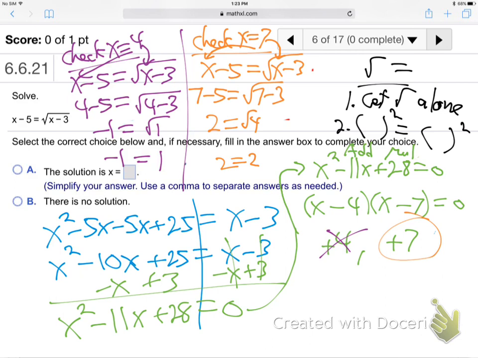But does Math Excel want you to put in the pair? Because it says use a comma to separate answers as needed. So it's just not needed here. Yeah, so just the 7.